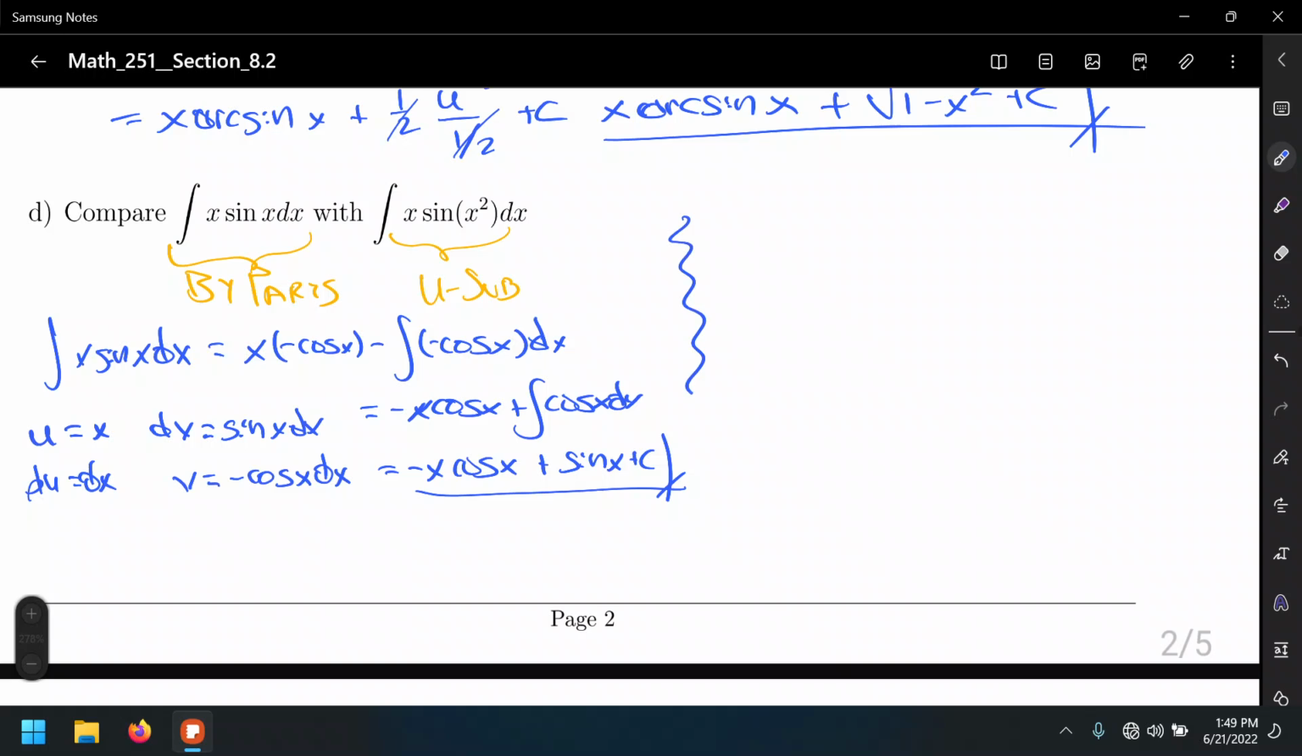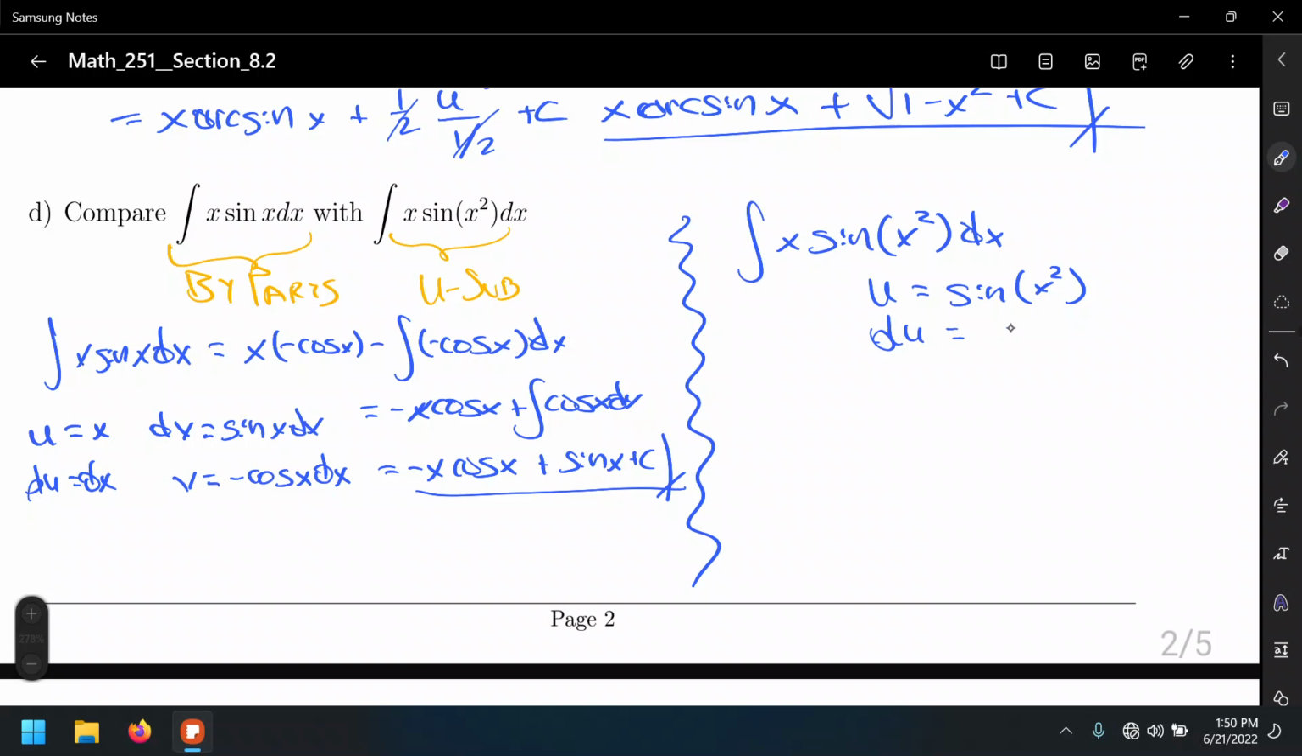Let's look at the other integral right here. Well, the integral of x sine x squared. Something I noticed a few of you did was to take u equals sine x squared, du equals cosine x squared times 2x dx. And well, if we look at this, this is even more complicated than the original integral, right?